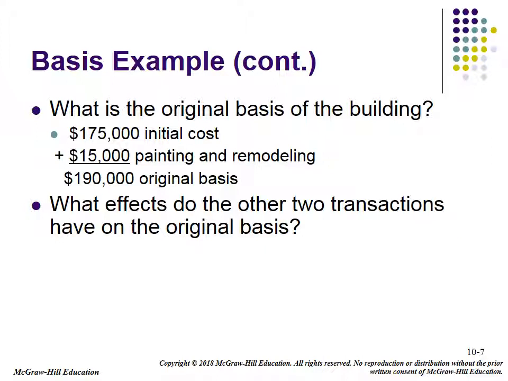Well, the initial cost was $175,000. And by the way, it doesn't matter if you're buying a new or a used, previously used item to calculate cost recovery. So even though this is a, quote, used building, they paid $175,000. The additional painting and remodeling to get it ready for its first use added to the cost of the building. And that's the original basis. That's the, quote, total cost.